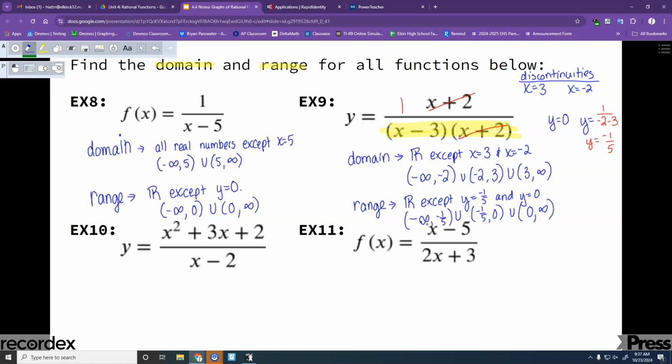Okay, you guys try domain and range on 10 and 11 for me. And we'll come back together to see what we get. Yes, you will need to factor on number 10.